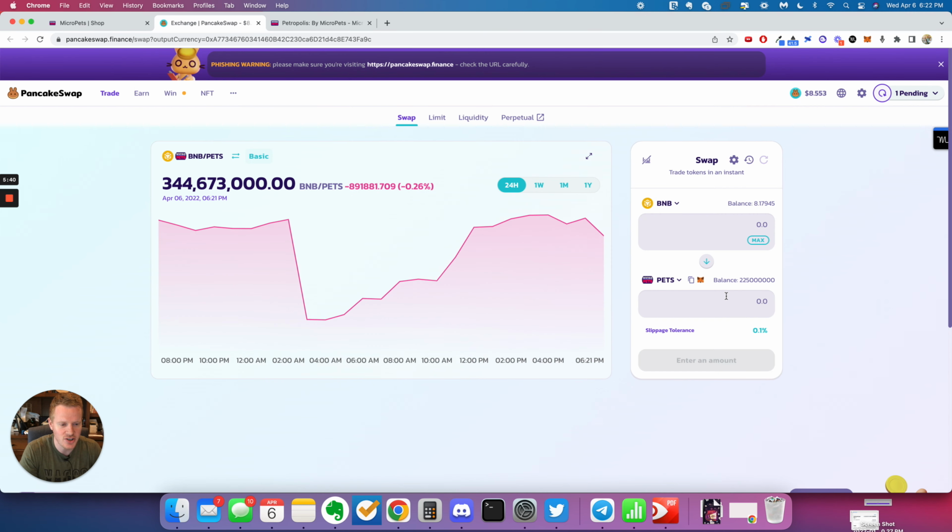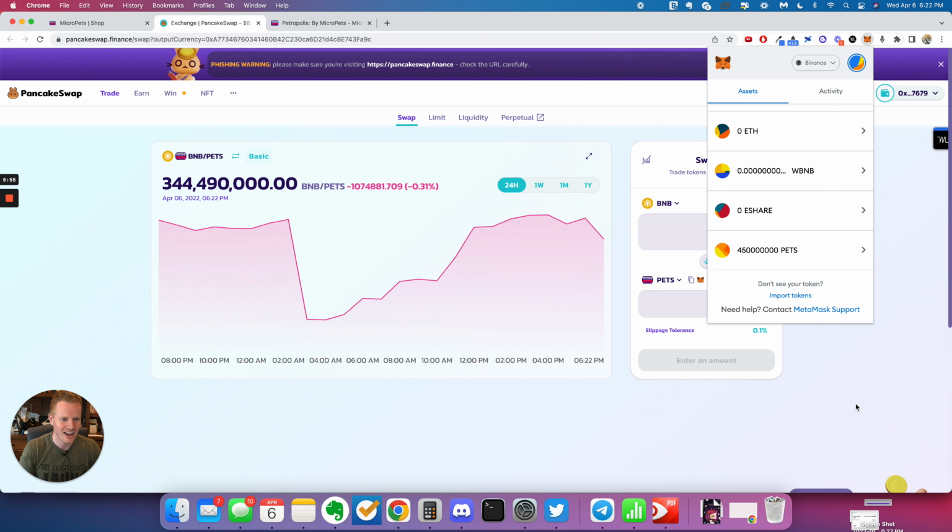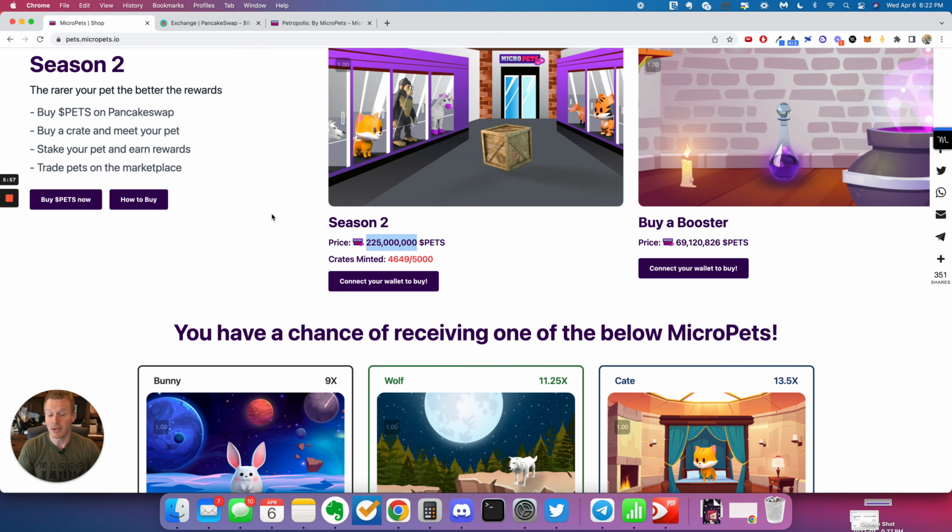All right, so after this is done pending, I should have 450 million pets tokens. Sorry, math is very difficult for me. So let me just make sure I got that. And then I'll open two crates, and you're going to get to see what I use. But I want to buy two, because to evolve, you have to burn one of the same or greater rarity. So that's actually kind of sad, burning one of your pets. But it's how you end up evolving them.